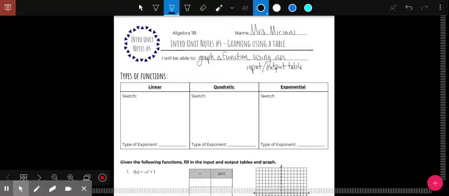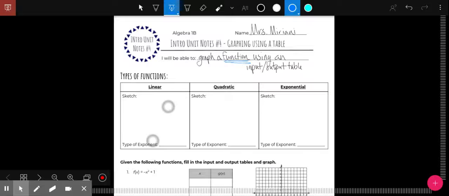Alrighty, so notice that I've mentioned that we are only going to be graphing functions. For our unit, there are 3 types of functions that we're really going to be focusing on, and those are linear, quadratic, and exponential. Those are the 3 functions we really focus on in Algebra 1A as well, so those should be kind of familiar.